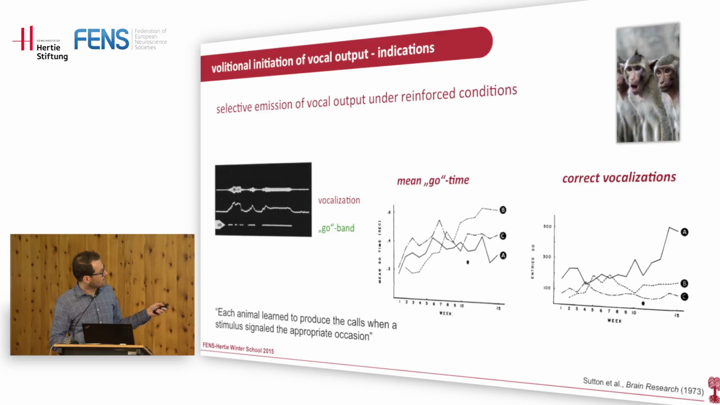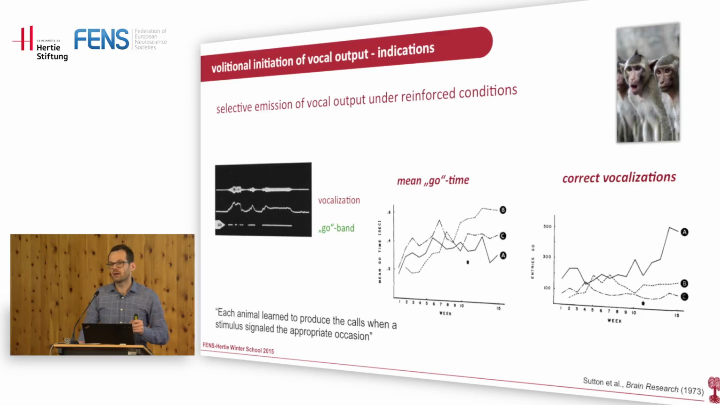So this is a 5-second trace of the vocalization, with the acoustic signal and the averaged and rectified signal. What they implemented here was a so-called go band. As soon as the vocalization went above a specific threshold, a specific amplitude, a light went on in front of the monkey, and the monkey got a reward. So if you are above a specific amplitude with your vocalization, then you get a reward. They looked at how the behavior of these animals changed during training sessions over weeks. They did this with 3 monkeys.